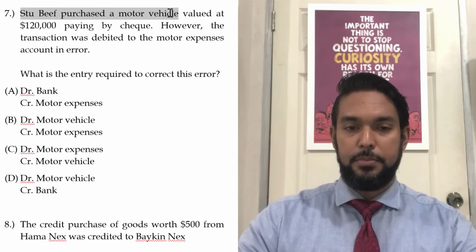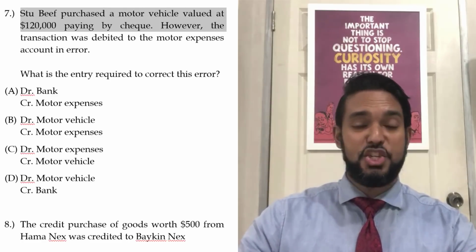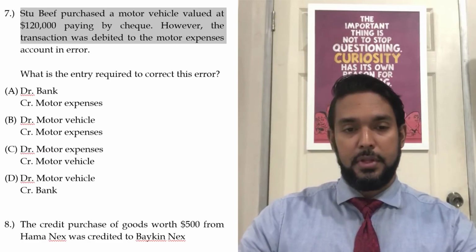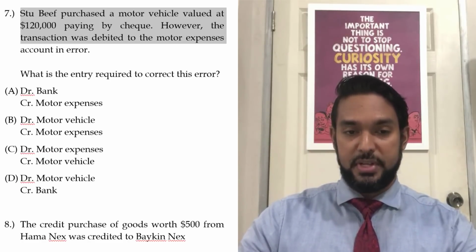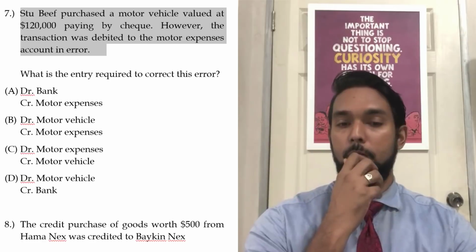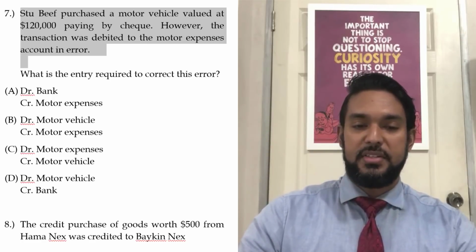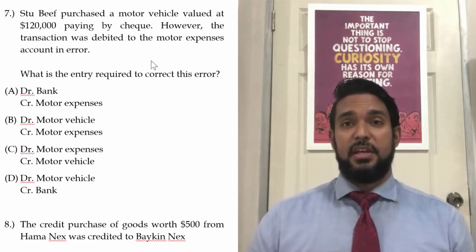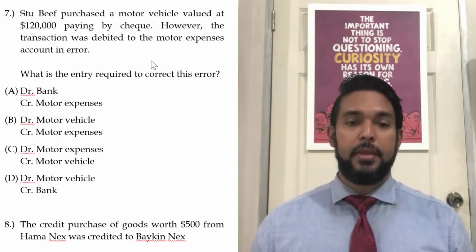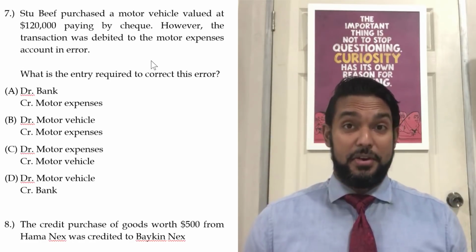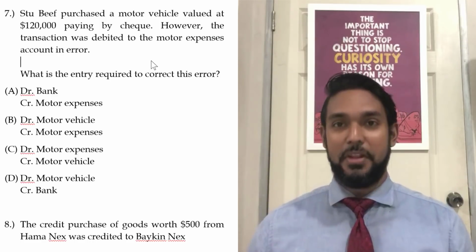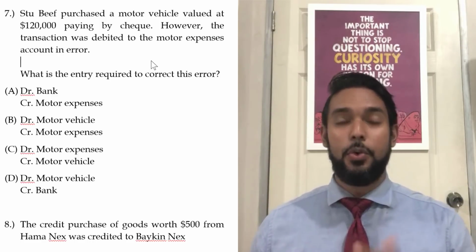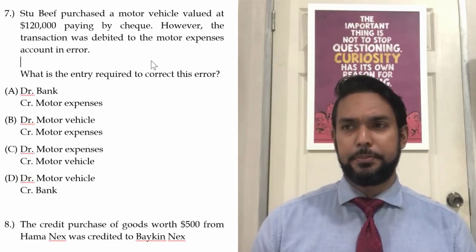So Stu Beef purchased a motor vehicle valued at $120,000 paying by check. However, the transaction was debited to the motor expenses account in error. So what is the entry required to correct this error? So a lot of you guys have a little weakness with double entry, and correcting errors relies heavily on your understanding of where things go. So I want to just remind you of something here.